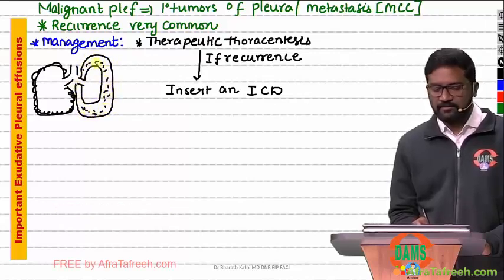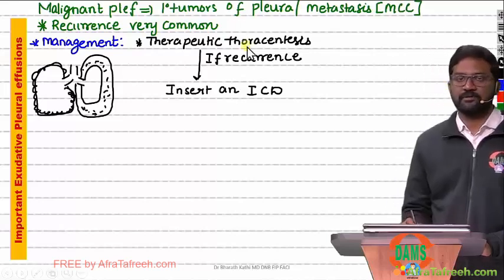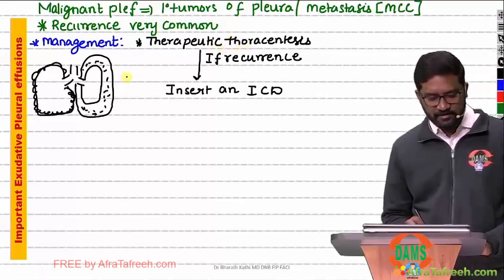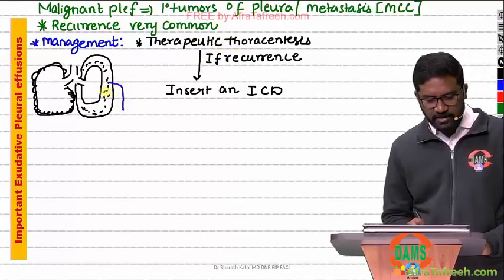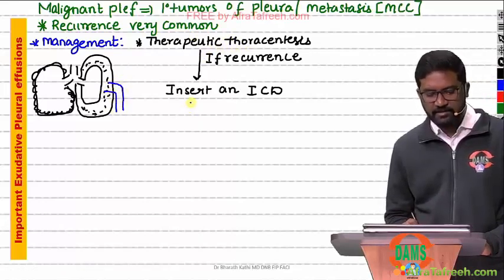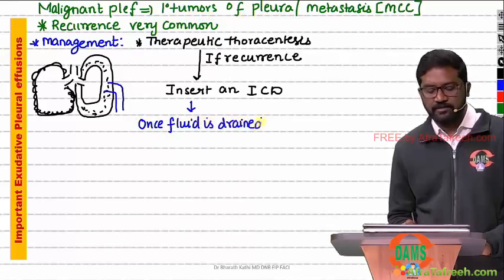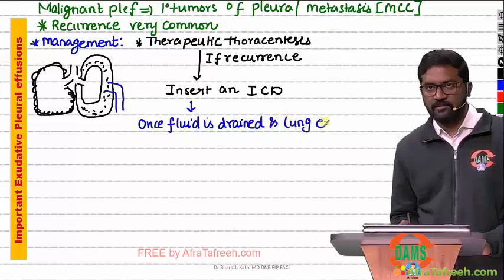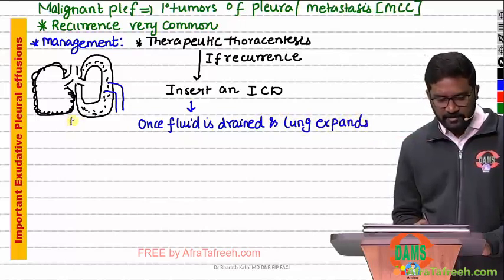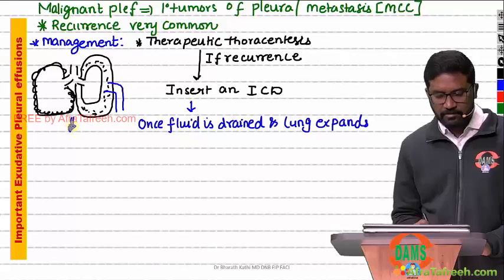So the initial step, as we have discussed, after therapeutic thoracentesis, if the fluid is recurring, I have put an intercostal drain. Now you observe for a while. Once fluid is drained, after few days the fluid will drain and lung expands. The lung is going to expand. After this, what we have to do?